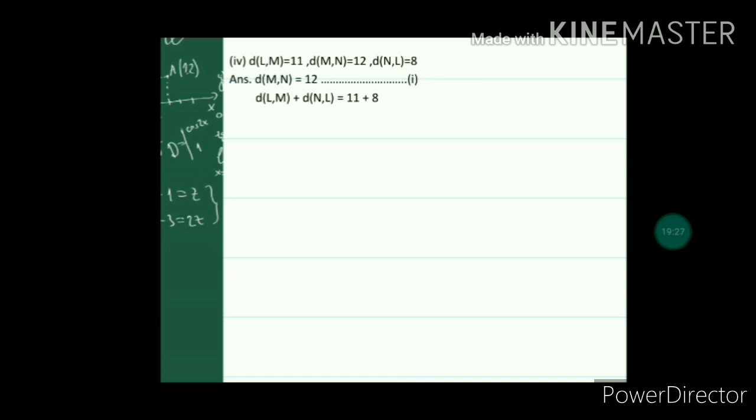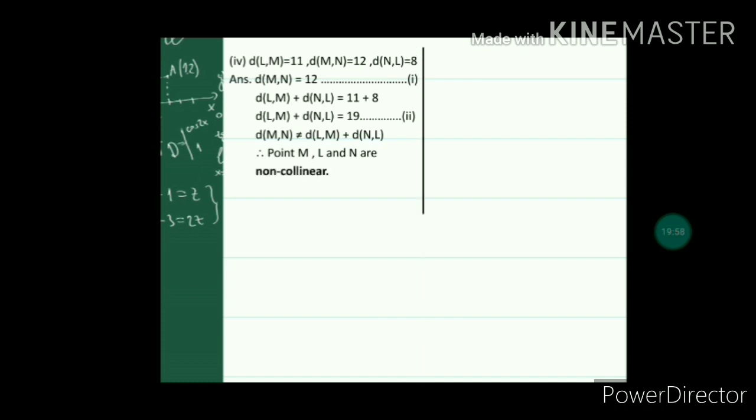The distance of LM plus distance of NL is equal to 11 plus 8 is equal to 19. Distance of MN is not equal to distance of LM plus distance of NL. Therefore, points M, L and N are non-collinear.